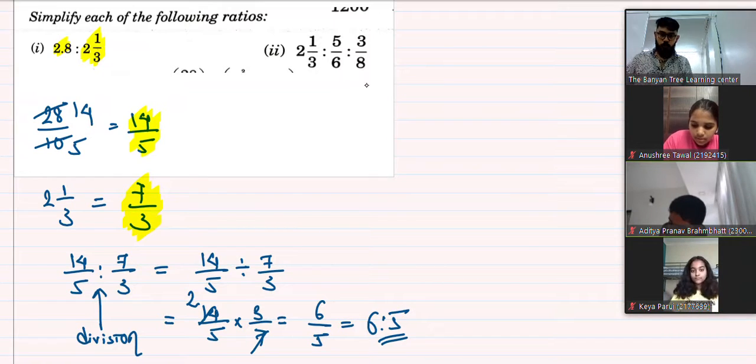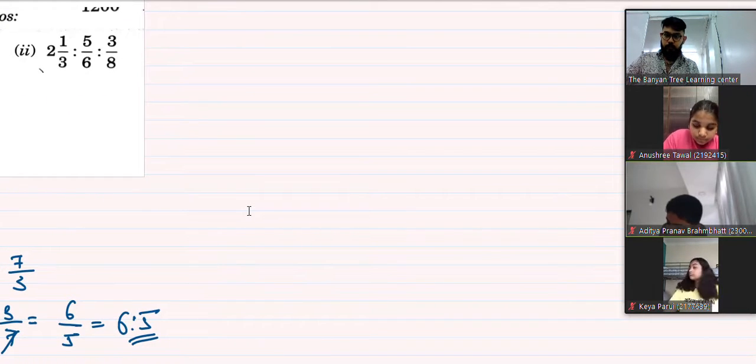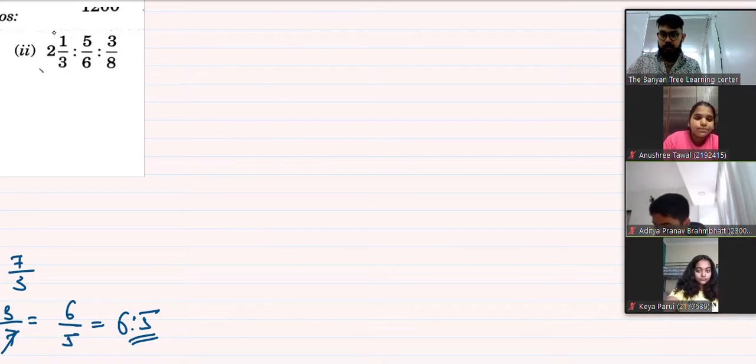Okay, let's go to the next one. Looks very interesting. We have to simplify 2 1 by 3 is to 5 by 6 is to 3 by 8. Now, do you see that in this ratio there are three quantities?